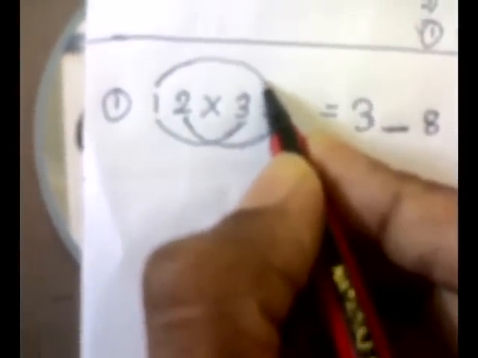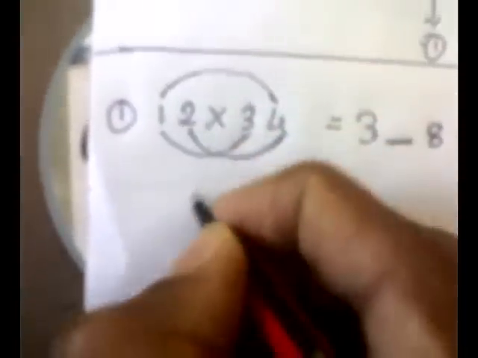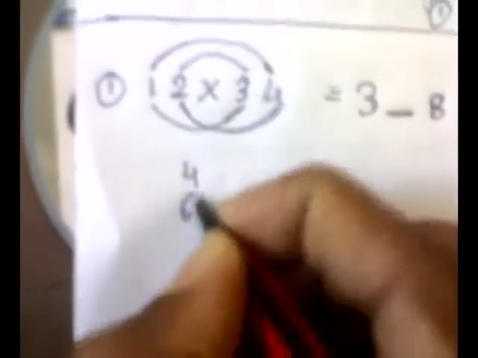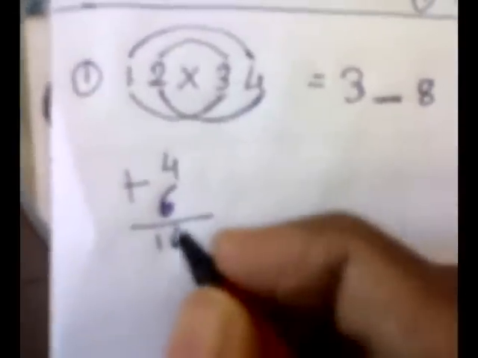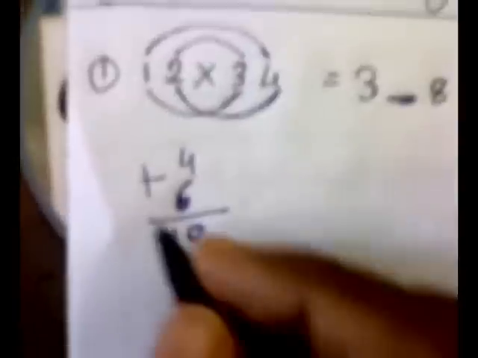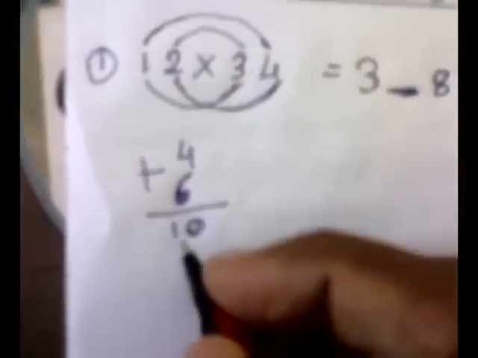Now we will multiply the first digit of the first number with the second digit of the second number, that is 1 times 4 is 4, and again the second digit of the first number and the first digit of the second number, that is 2 times 3 is 6. Now we'll add these two, 6 and 4 is 10. Now here the space is for only one digit and we got a two digit number, right? So we will just put 0 over here and we have generated one carry.